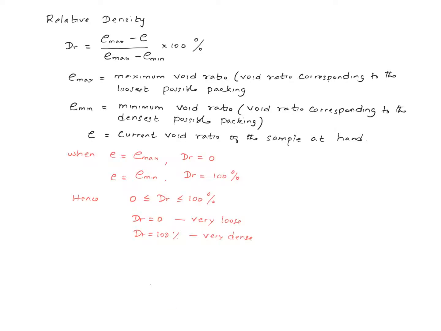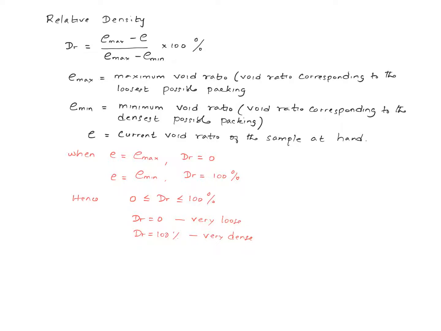So it's clear when the void ratio is equal to the maximum void ratio, then from this equation we see the relative density is going to be 0, whereas when e equals e min, this term and this term become equal to each other, and relative density works out to be 100%. And therefore, relative density is seen to lie between 100% and 0%. 0 for very loose to 100 for very dense.